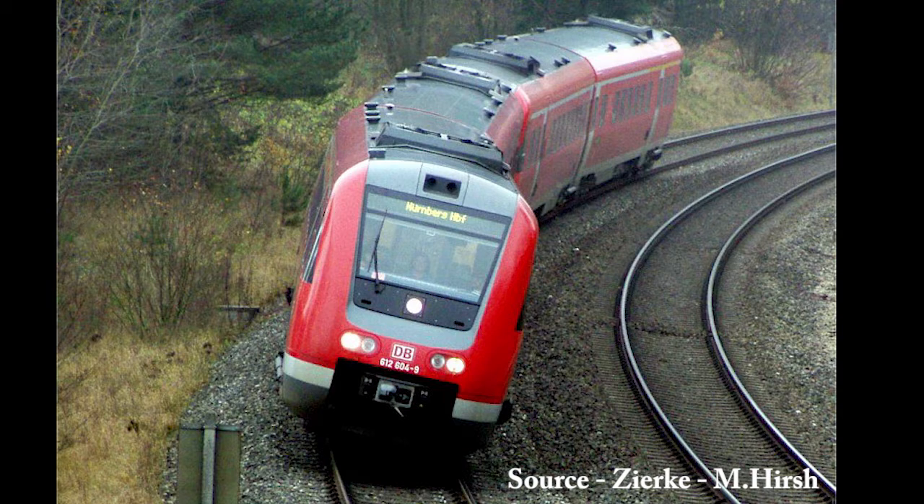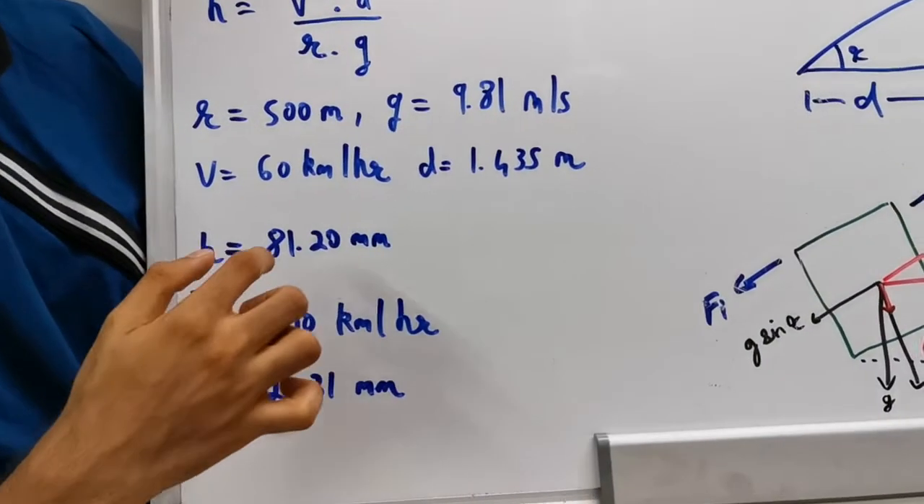And the train won't roll. All the wheels, that is the wheels on the inner side as well as on the outer side, would stay stuck to the ground or the track. So if you look at it, 81 mm is okay.